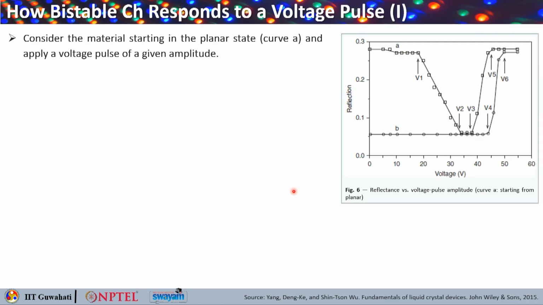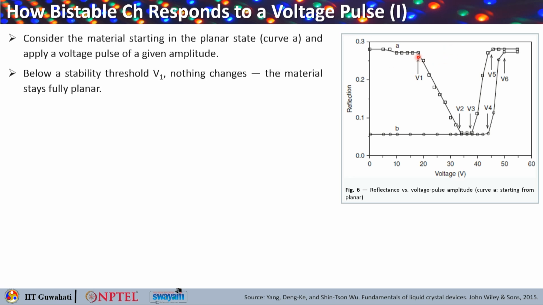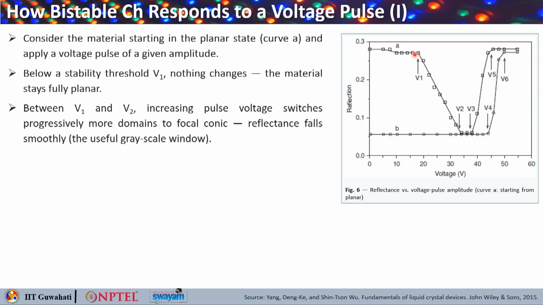So here we'll see how this bistable cholesteric responds to a voltage pulse. Let us consider the material starting in the planar state, that is in curve A, and this is the voltage scale and this is the reflectance that you are seeing. Then you apply a voltage pulse of a given amplitude. Below a stability threshold voltage V1, this stability voltage level, nothing changes and the material basically stays fully planar.